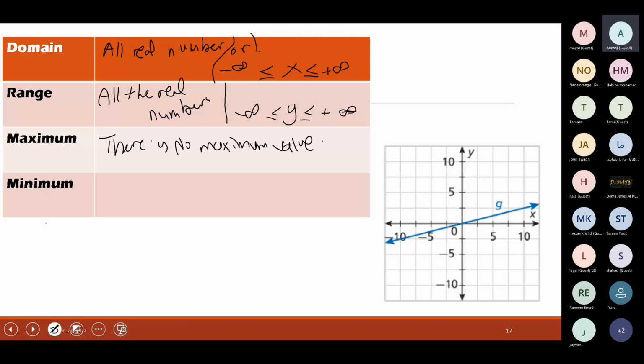Ranim, can you tell me where is the minimum value? We don't have a minimum. Bravo, exactly. There's no minimum value.